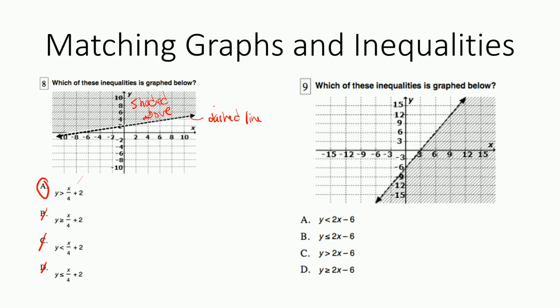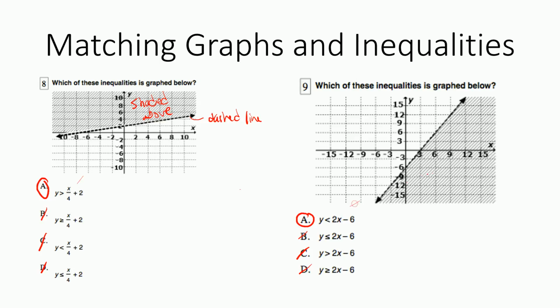Over here, similarly, we have another line that is dashed, and then we have shading below this time. So again, dashed line means not equal to. We can eliminate the two equal to possibilities. And the shading below means less than, so it's not this greater than. It must be A on this one as well, for y is less than 2x minus 6.